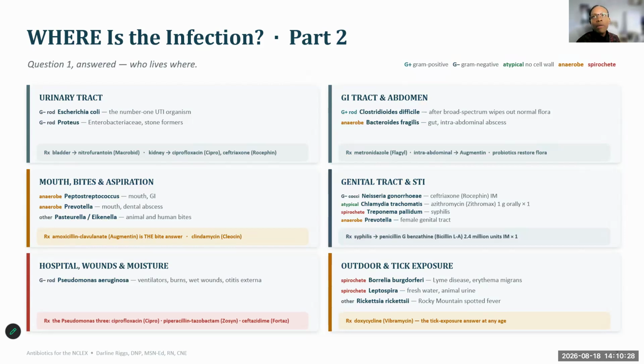Now, there may be some outdoor exposure where the client gets a tick bite or something like that. That's this section right here with the spirochetes: Borrelia, Leptospira, and Rickettsia. If they come from the mountain or woods, there's a risk of Lyme disease, Rocky Mountain spotted fever. That's going to be your doxycycline. And for tick bites, you always want to ask when around this could have possibly happened.